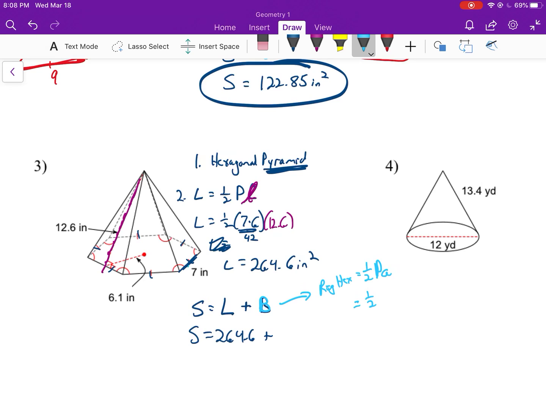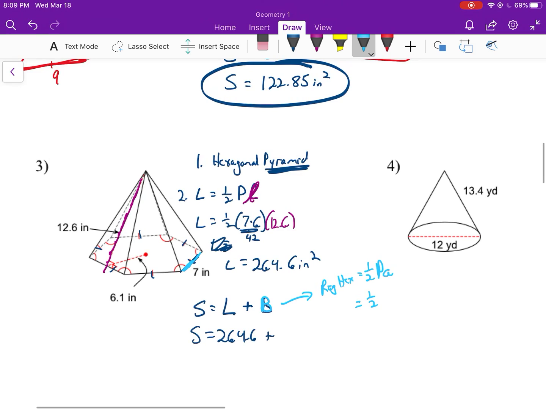So we need to find that, 1/2. The perimeter, we have 6 of these 7-inch pieces, so we found the perimeter up here also. That was the perimeter, so that's 42. And here we're given the apothem, which is 6.1. The apothem is a segment from the center to the midpoint of one of the sides, or perpendicular to one of the sides. Turns out to be both those things. And so we do 1/2 times 42 times the apothem, which is 6.1, and we get 128.1.